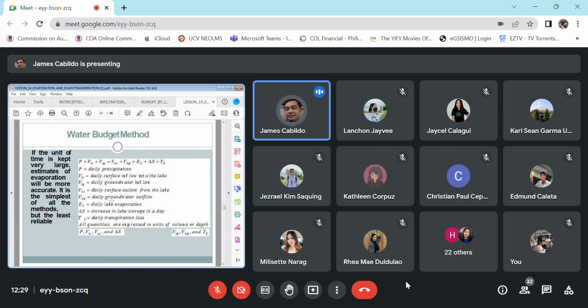Kaya tawag dito class I estimate. So hindi siya talaga, kumbaga, medyo mas malayo sa katotohanan, no? Kasi estimate lang. It is the simplest of all the methods, but also the least reliable. Kasi nga, estimate lang siya.